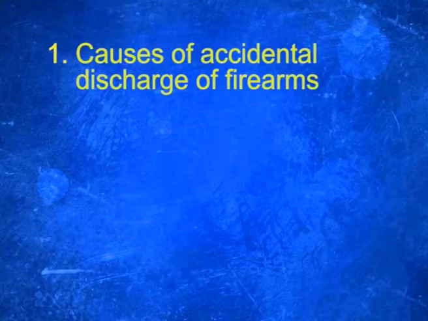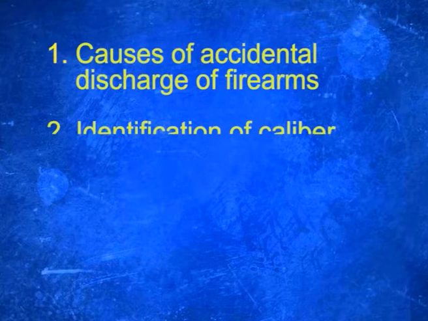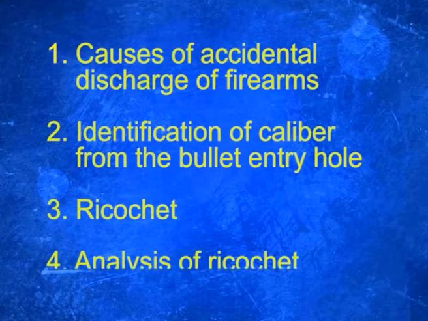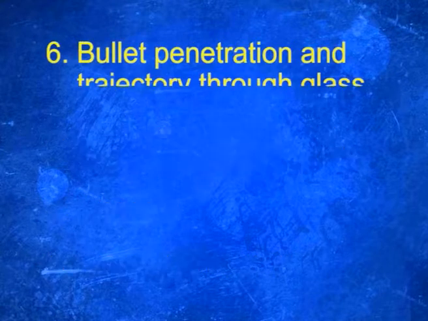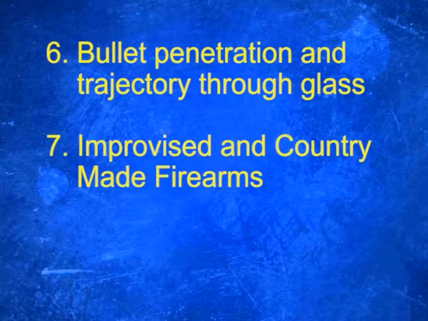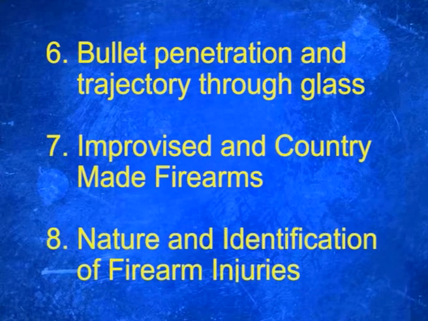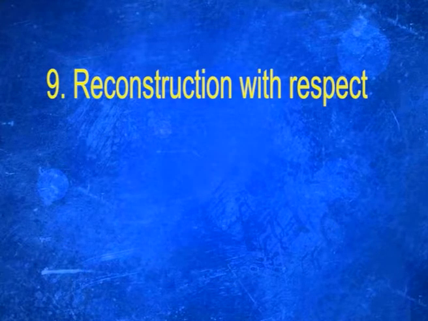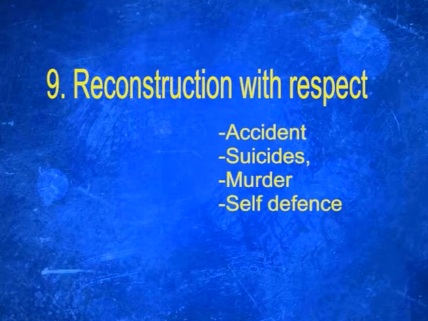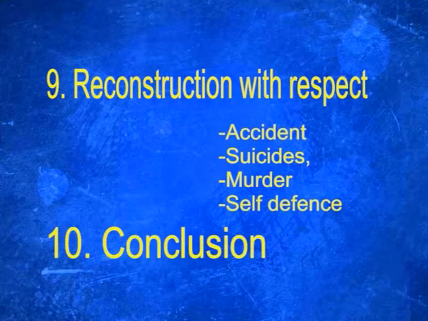Causes of accidental discharge of firearms, identification of caliber from the bullet entry hole, ricochet, analysis of ricochet, bullet penetration and trajectory through glass, improvised and country-made firearms, the nature and identification of firearm injuries, reconstruction with respect to accident, suicides, murder and self-defense, and then a conclusion of all these topics in the end. Let us come to the introduction first.